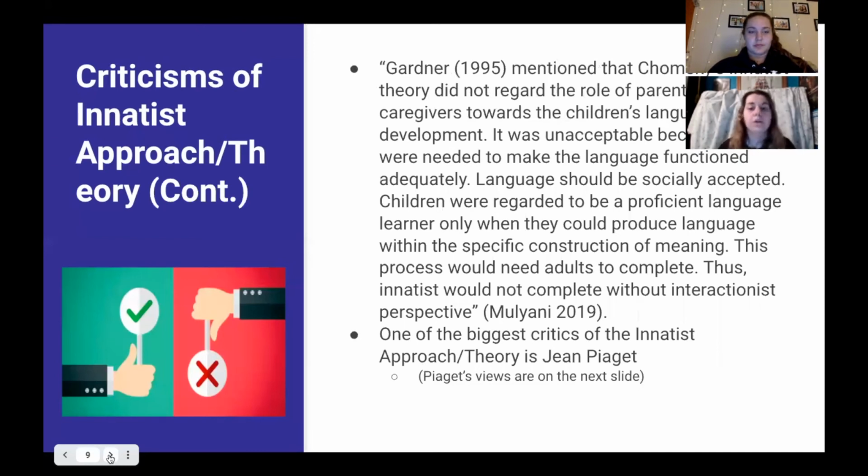And Gardner also mentioned Chomsky's innatist theory, and he did not regard the role of parents and caregivers towards a child's language development. It was unacceptable because adults were needed to make the language function adequately. Language should be socially accepted. Children were regarded to be proficient language learners only when they have produced language within the specific construction of meaning. This process would actually need adults to complete. Thus, innatists would not be complete without interactionist perspectives. One of the biggest critics of the innatist approach is Jean Piaget.